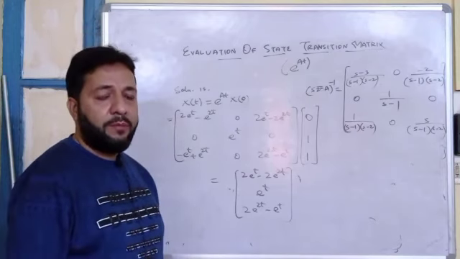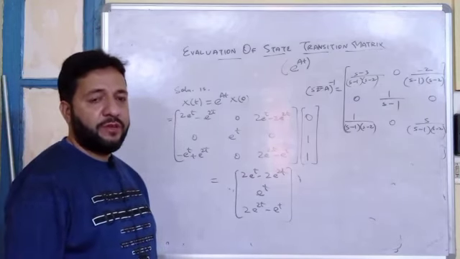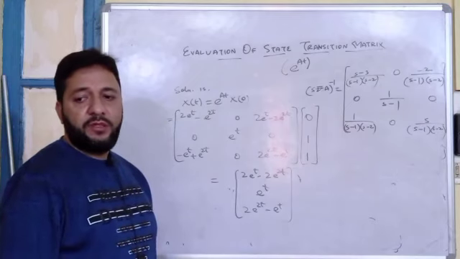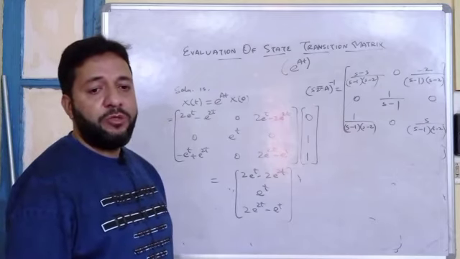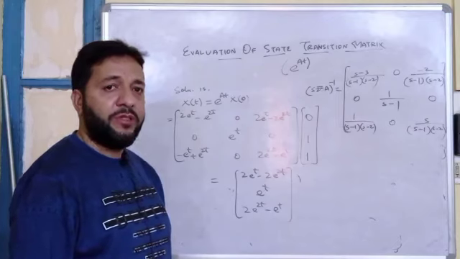We'll have to solve using this method, or the third method that we'll study in the next section, that's the Cayley-Hamilton theorem. I would suggest that you first revise the Cayley-Hamilton theorem. There's a very simple statement of it: every square matrix satisfies its own characteristic equation. That theorem we'll be using in order to evaluate the state transition matrix in the next lecture.